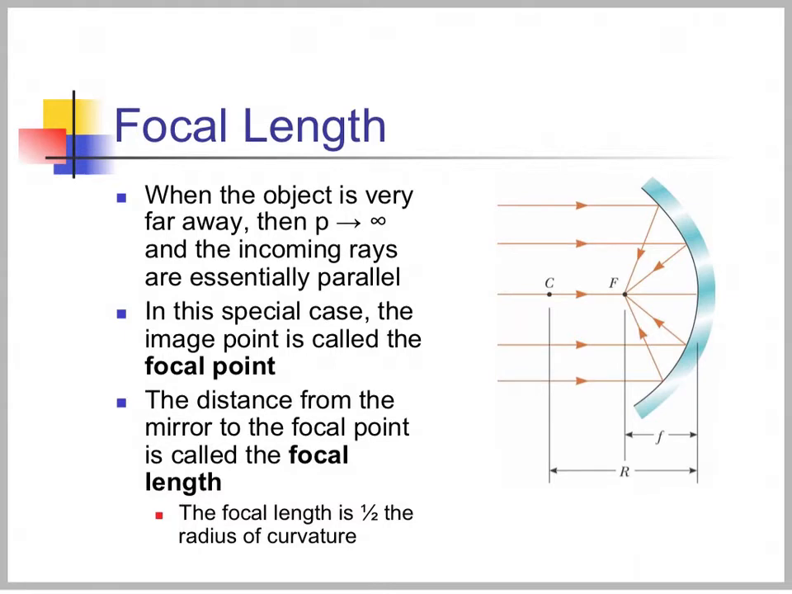So when the object is very far away, or when p approaches infinity, the incoming rays are essentially parallel. And in this special case, the image point is called the focal point. The distance from the mirror to the focal point is called the focal length of the mirror. For a spherical mirror, the focal length is half the radius of curvature.